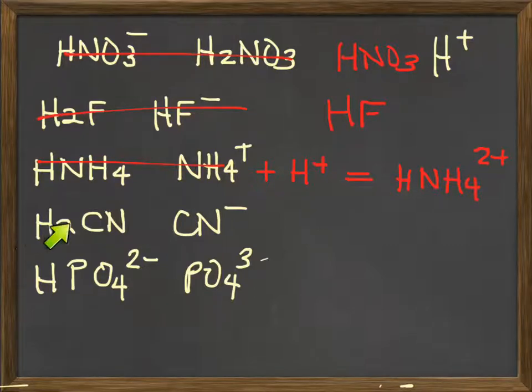How about this next one? H2CN and CN minus. This one has two H's. We should be able to do this, add H plus to one of them and get the other one. If we take CN minus and add H plus, we would get HCN.